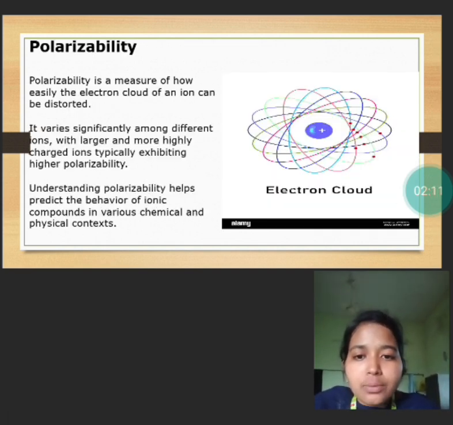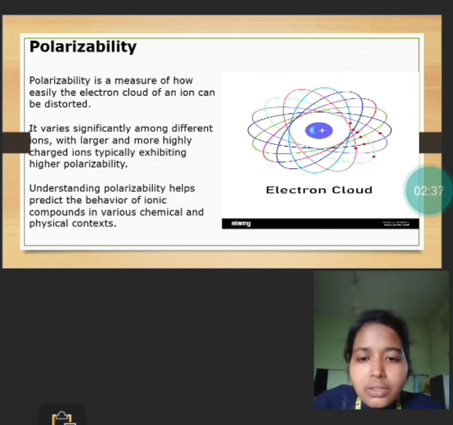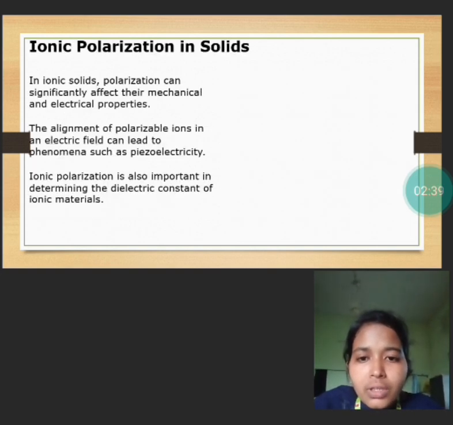Polarizability. Polarizability is a measure of how easily the electron cloud of an ion can be distorted. It varies significantly among different ions, with larger or more highly charged ions typically exhibiting higher polarizability. Understanding polarizability helps predict the behavior of ionic compounds in various chemical and physical contexts.